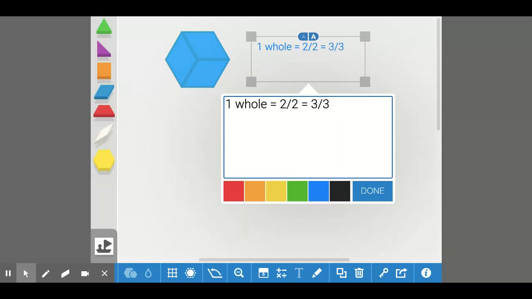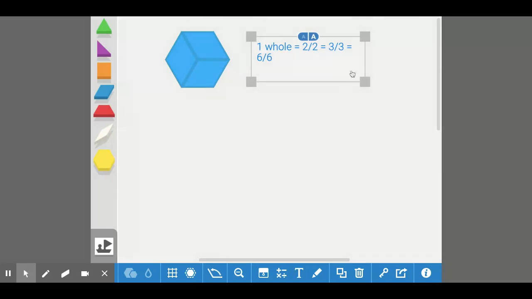Or if it was the triangles, 6 out of 6. 12 out of 12 would also work. Any number where the numerator and the denominator are the same will give you a whole. The key with fractions, again, is that the parts are equivalent. Okay, so what happens when we have numbers that are more than just 1?